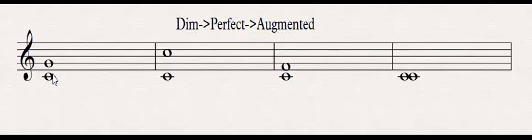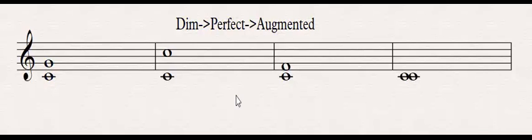So if we look at these intervals, from the C to the G, we count up, we get 5: C, D, E, F, G. So that's going to be a perfect fifth. This one, a perfect octave. This one's a perfect fourth. We're counting up 4 steps. And that one's a perfect unison.